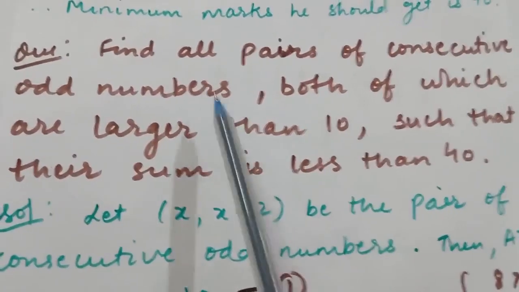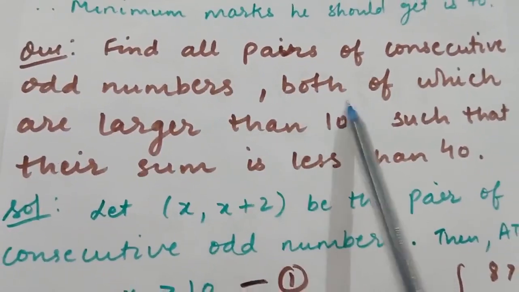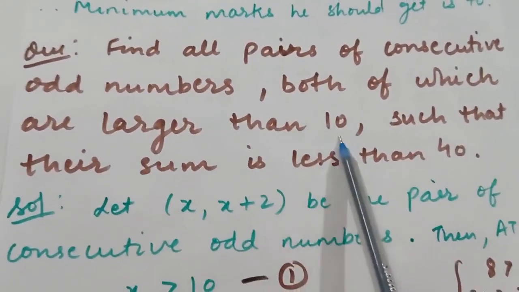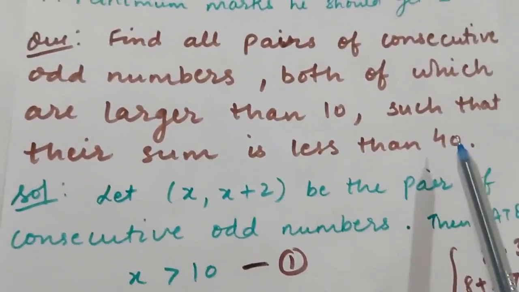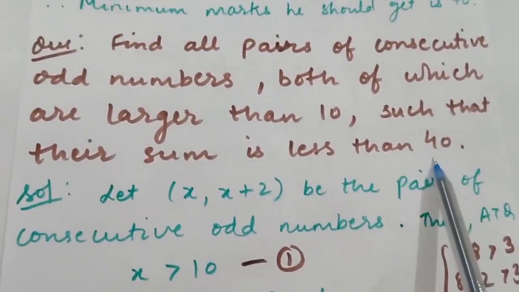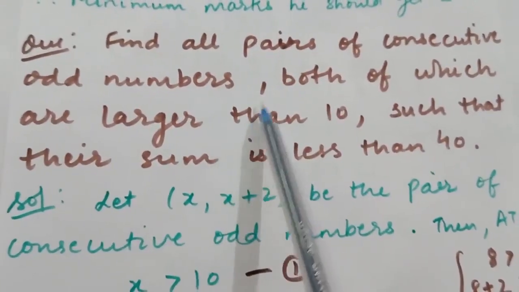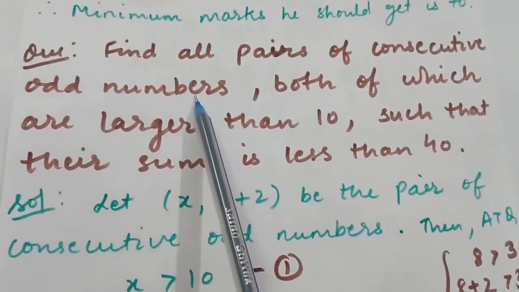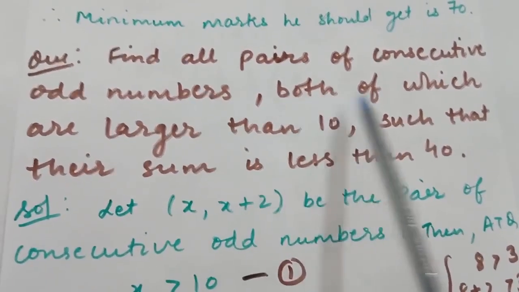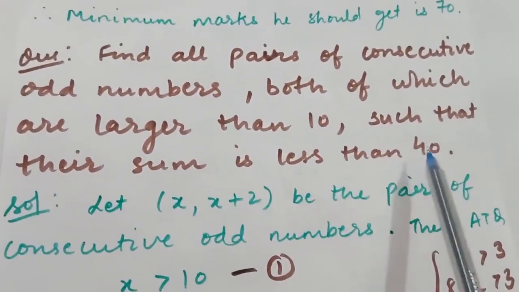Next question is, find all pairs of consecutive odd numbers both of which are larger than 10 such that their sum is less than 40. So again we have to make the inequality first and then we will solve it. What it is saying in the question is that we have to take pairs of consecutive odd numbers, both of which are larger than 10 and their sum is less than 40.